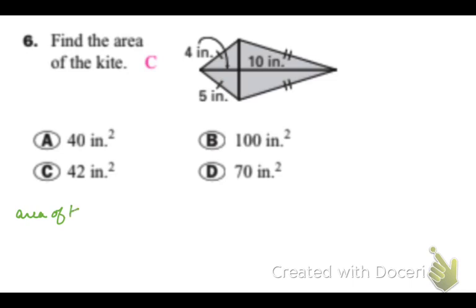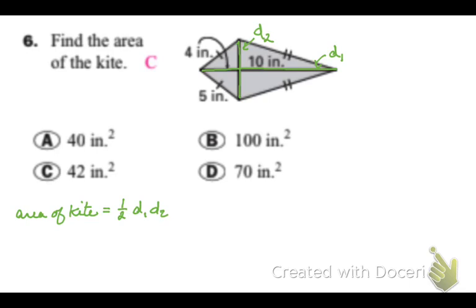If you look in your formulas, area is equal to 1/2 times D1, D2. Now what's a D? A D is a diagonal. So here we'll call that one D1, and we'll call this one D2.